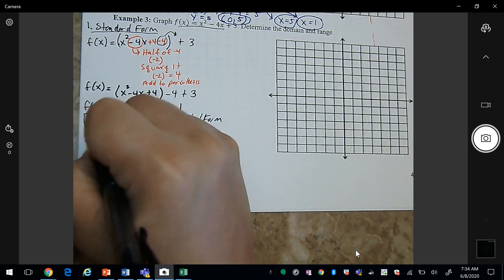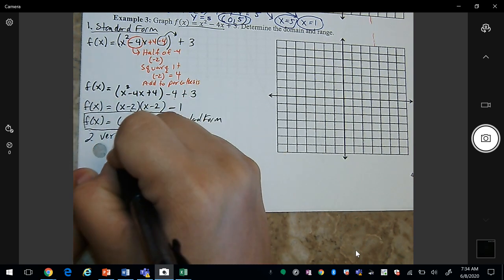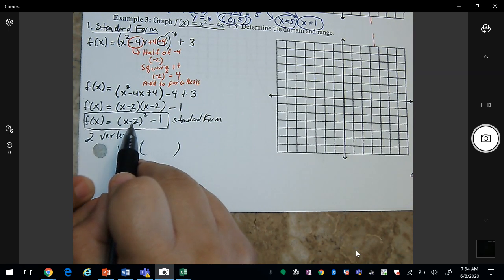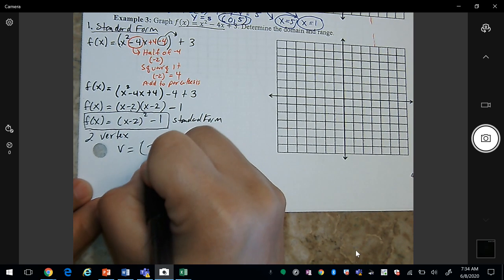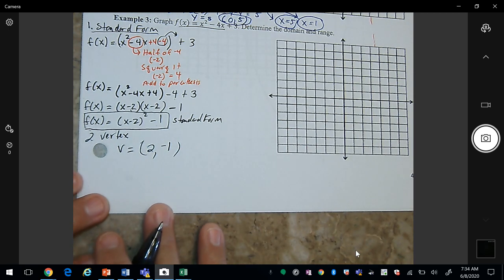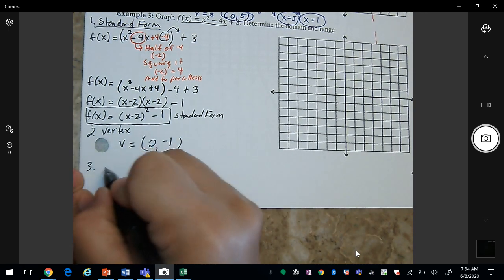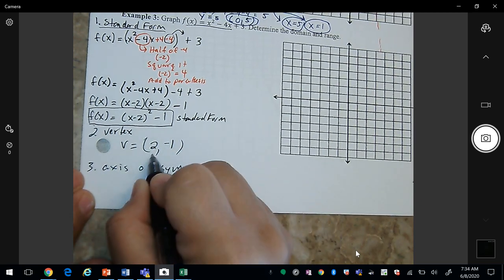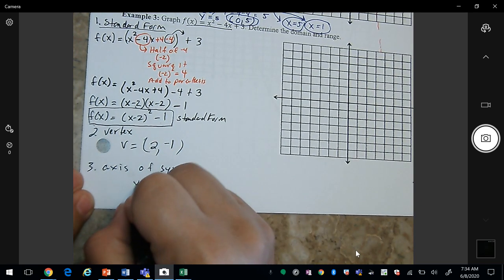So step 2 is to find the vertex. So here I have a negative 2, so my h is going to be the opposite, so positive 2, and then I keep my k as negative 1. The axis of symmetry is always that h, so x is equal to 2.